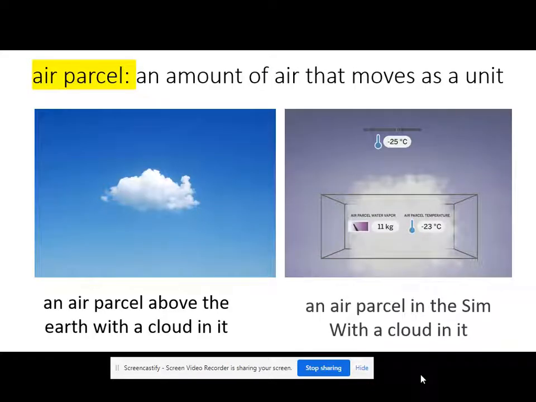Okay. And a word that we're going to be using throughout the whole unit is air parcel. This is the amount of air that moves as a unit. So in this picture right here, we have an air parcel above Earth with a cloud in it. Okay. In the sim, this is what our air parcels are going to look like. This rectangular prism area. Excuse me.